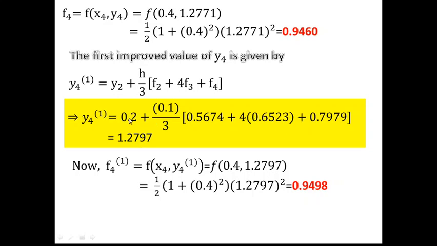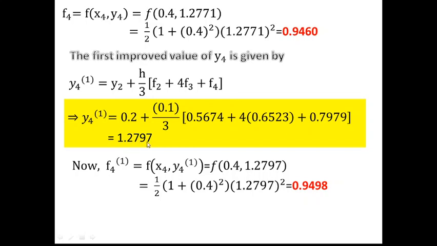So note here, it is nothing but y2. Here it is a mistake. It's not 0.2. It is 1.12. y2 is 1.12. Make the correction. Please note the correction. y2 is 1.12. Simplifying, you will get it as 1.2797.